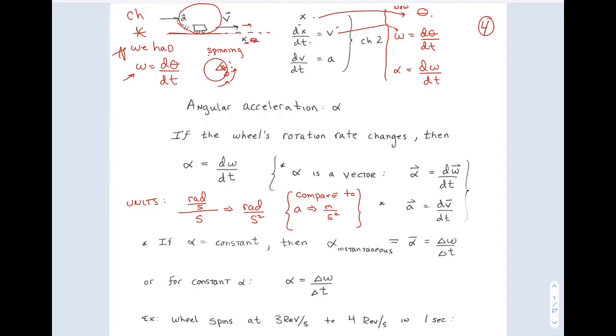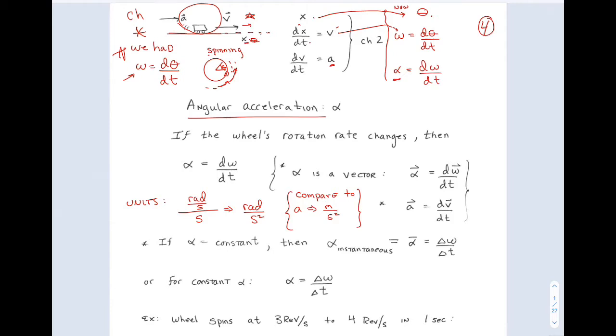Then we'll make the analogy that as the car speeds up and the foot is on the gas pedal, when the velocity increases, the car accelerates. So if I have a spinning object, if the spin rate changes, if omega changes, then the angular velocity can change, and we say it has an angular acceleration alpha. So we use a for acceleration, alpha for angular acceleration.